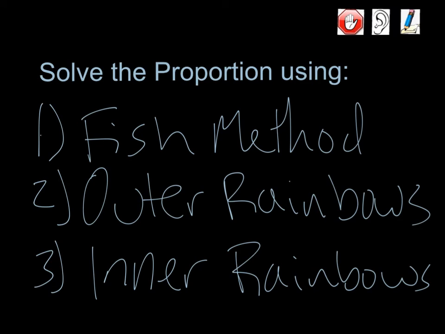Remember, when you have proportions set up, you can use all 3 of our methods. Fish method will work every single time. You have it set up correctly, fish method will get you the right answers. Sometimes it just takes a long time. Other quicker methods that we can use, inner rainbows and outer rainbows, those may not exist. They may not have a connection there, meaning you must use fish. But if you have outer rainbows, use them. If you have inner rainbows, use them. It takes a lot shorter of a time than using fish method.